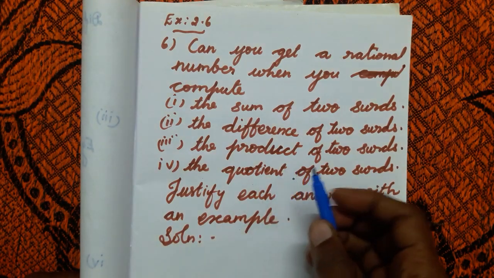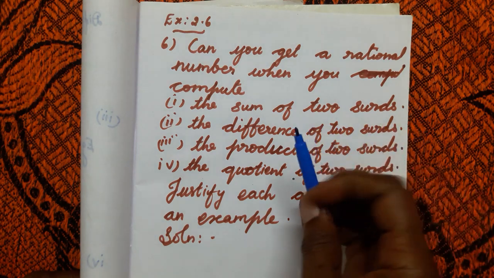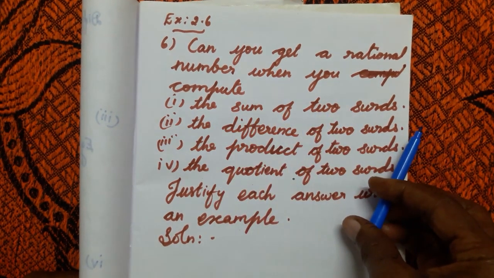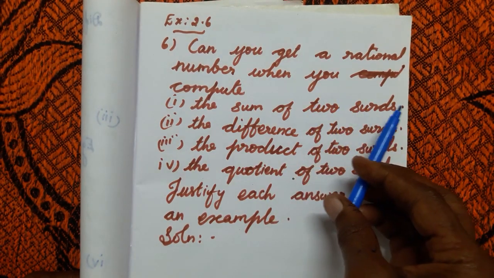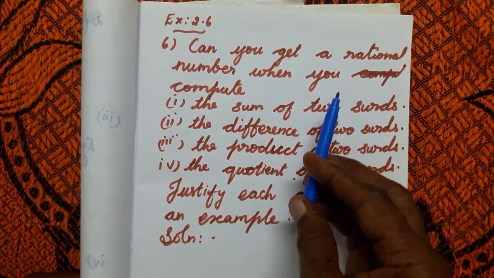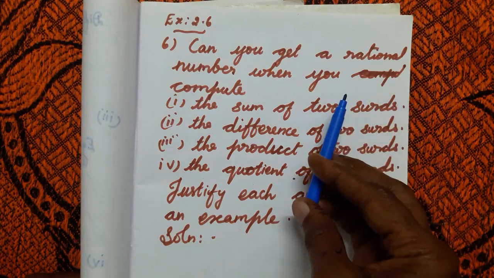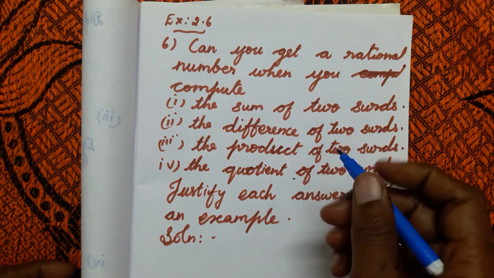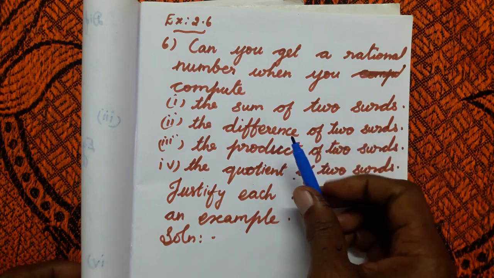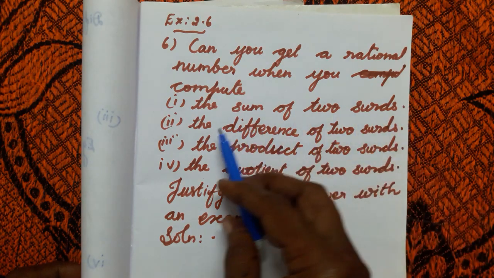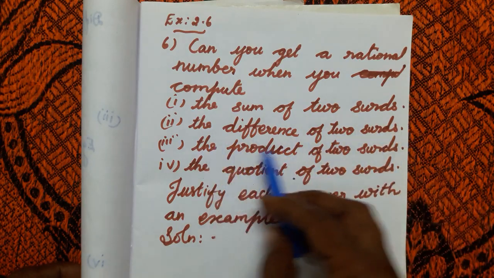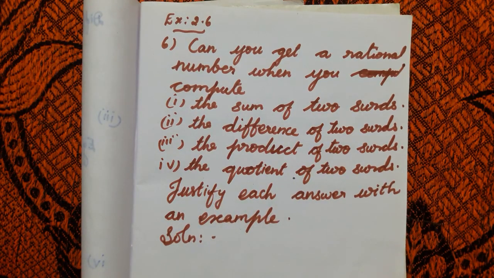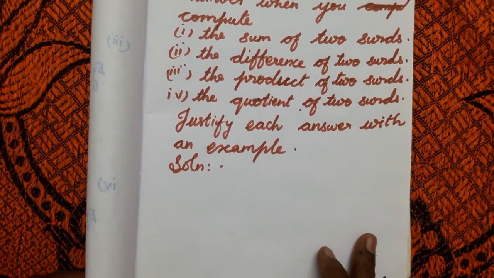Next, sixth question. Can you get a rational number when you compute the sum of two surds, the difference of two surds, the product of two surds, the quotient of two surds? Justify each answer with an example.